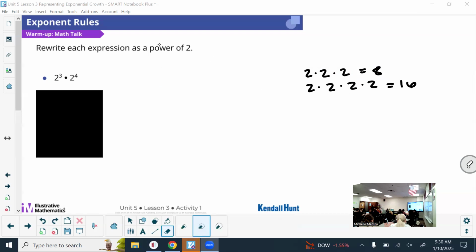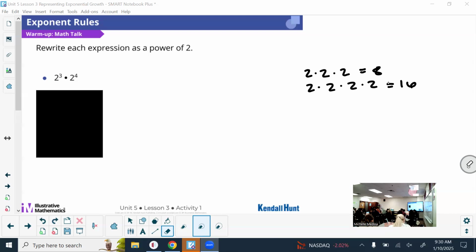So the class says rewrite it as a power of 2, though. Although this is true, like 2 cubed is 8, 2 to the fourth is 16, and then we probably multiply those together after that to get the single number, it doesn't want our final answer. It wants it rewritten as a power of 2. Anyone else think they have it?